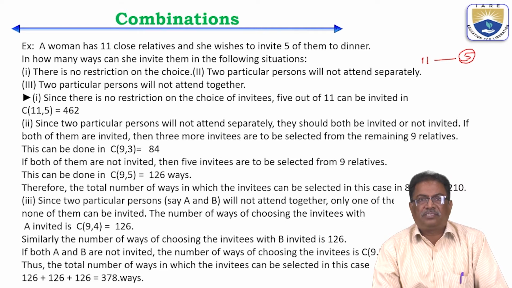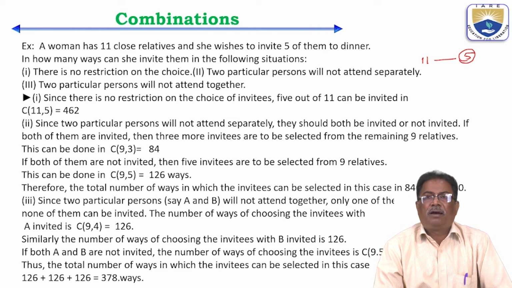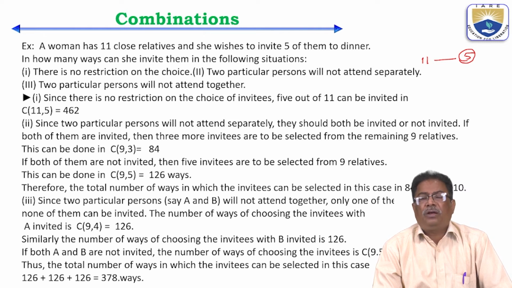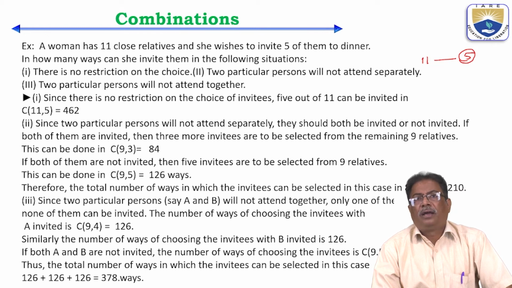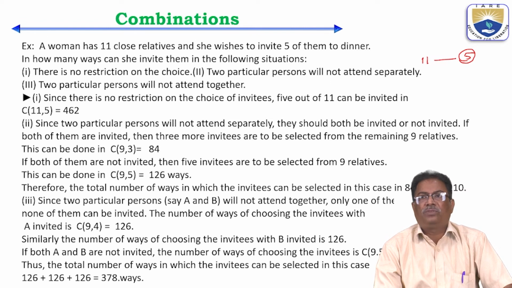And she can invite. And the second one is, 2 particular persons will not attend separately. So 2 particular persons, they will come together or they will not come together. So the woman has a choice to invite both of them to the party, or she does not invite both of them. That is the case that is going to occur.